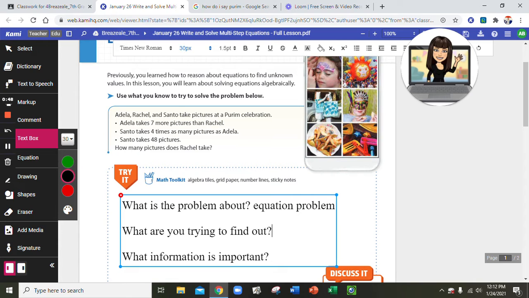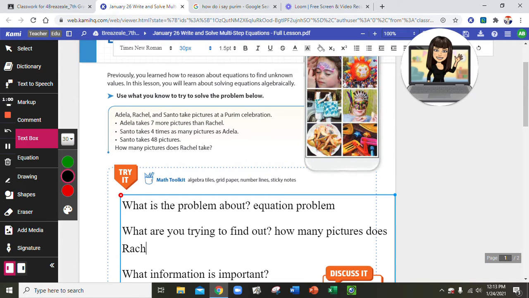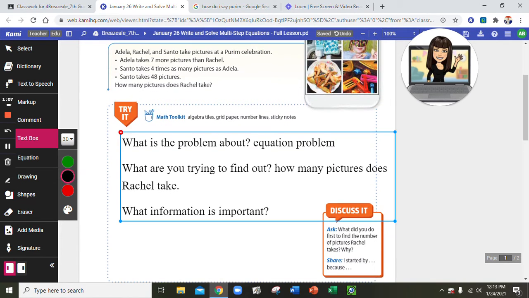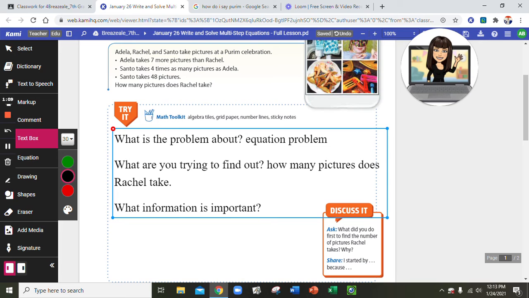What are you trying to find out? For this, you look at the question. How many pictures does Rachel take? And as far as what information is important, anytime you're dealing with a math problem, the numbers are important.